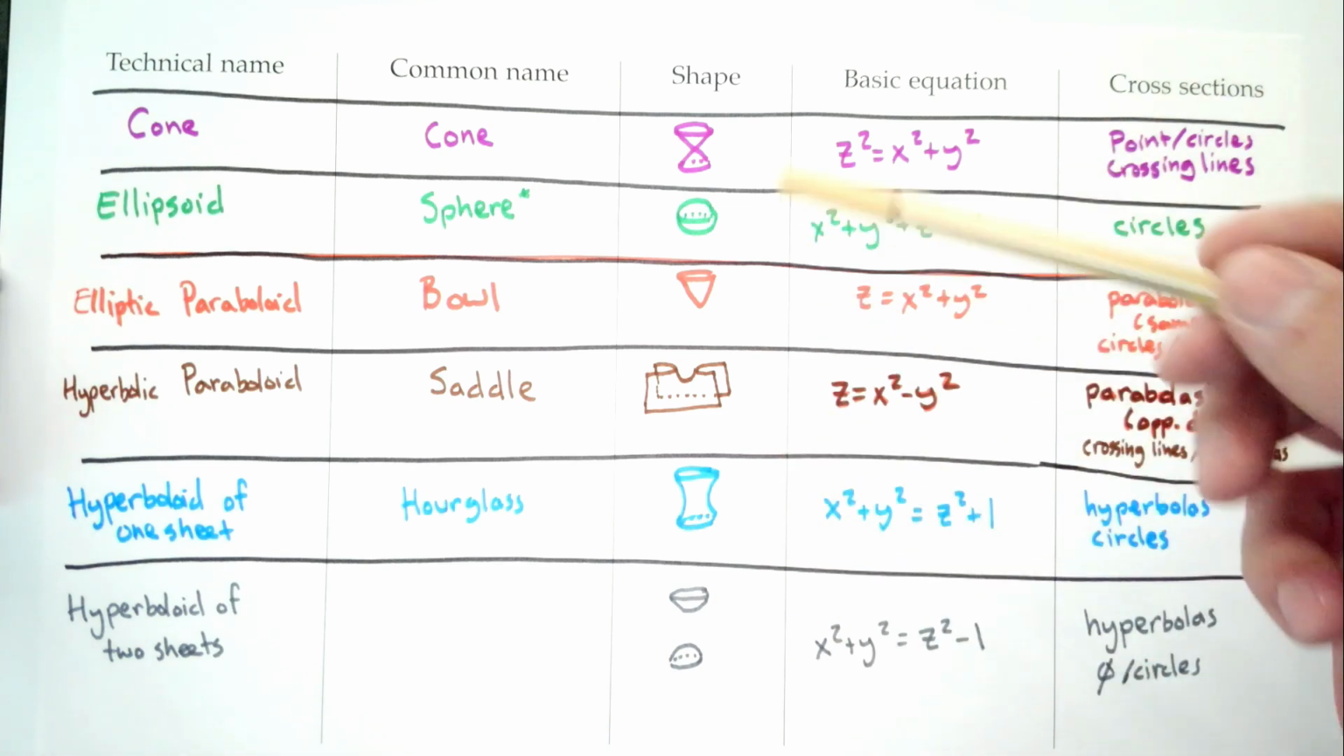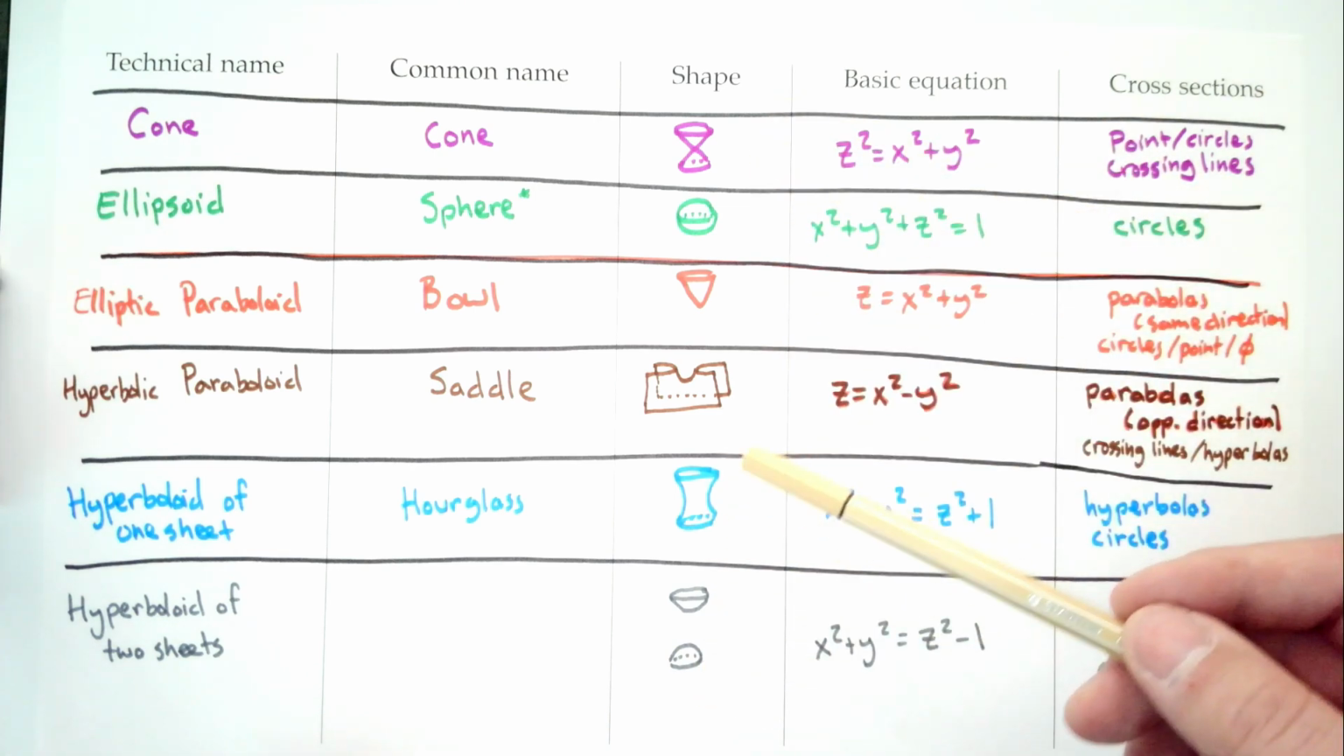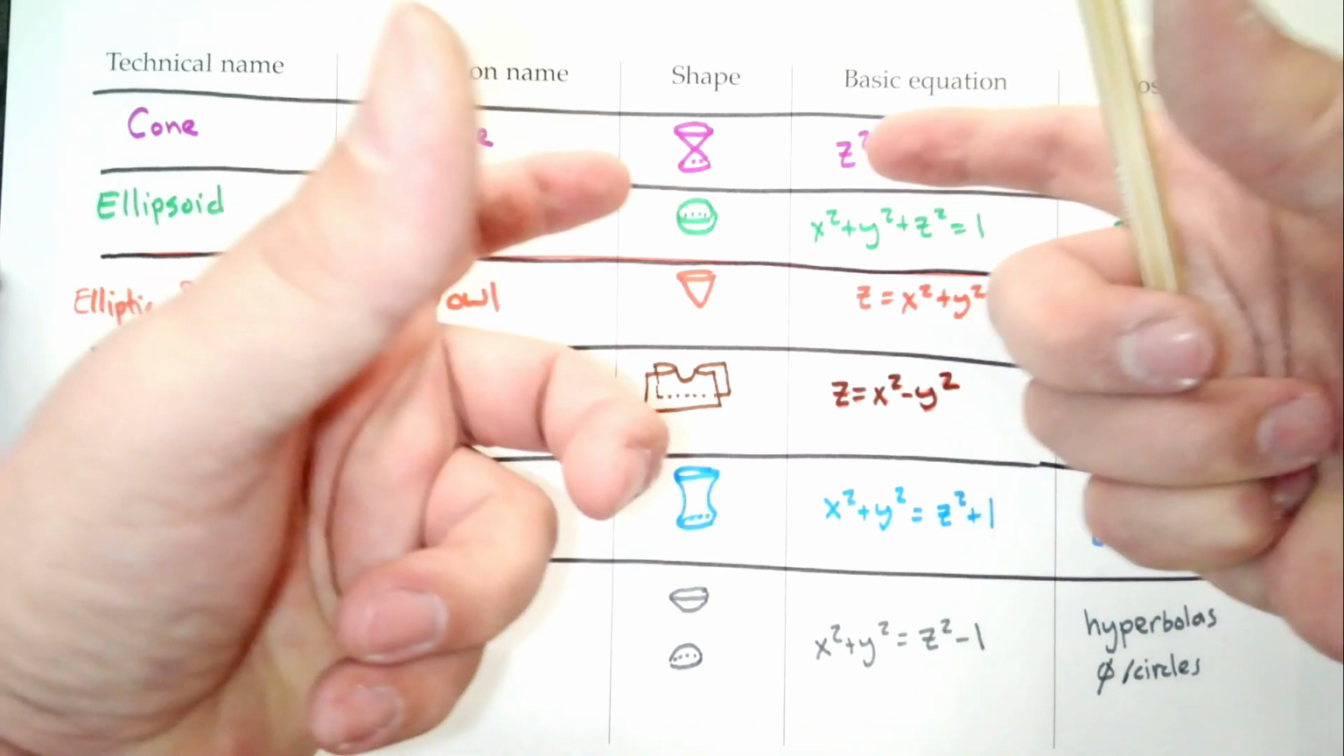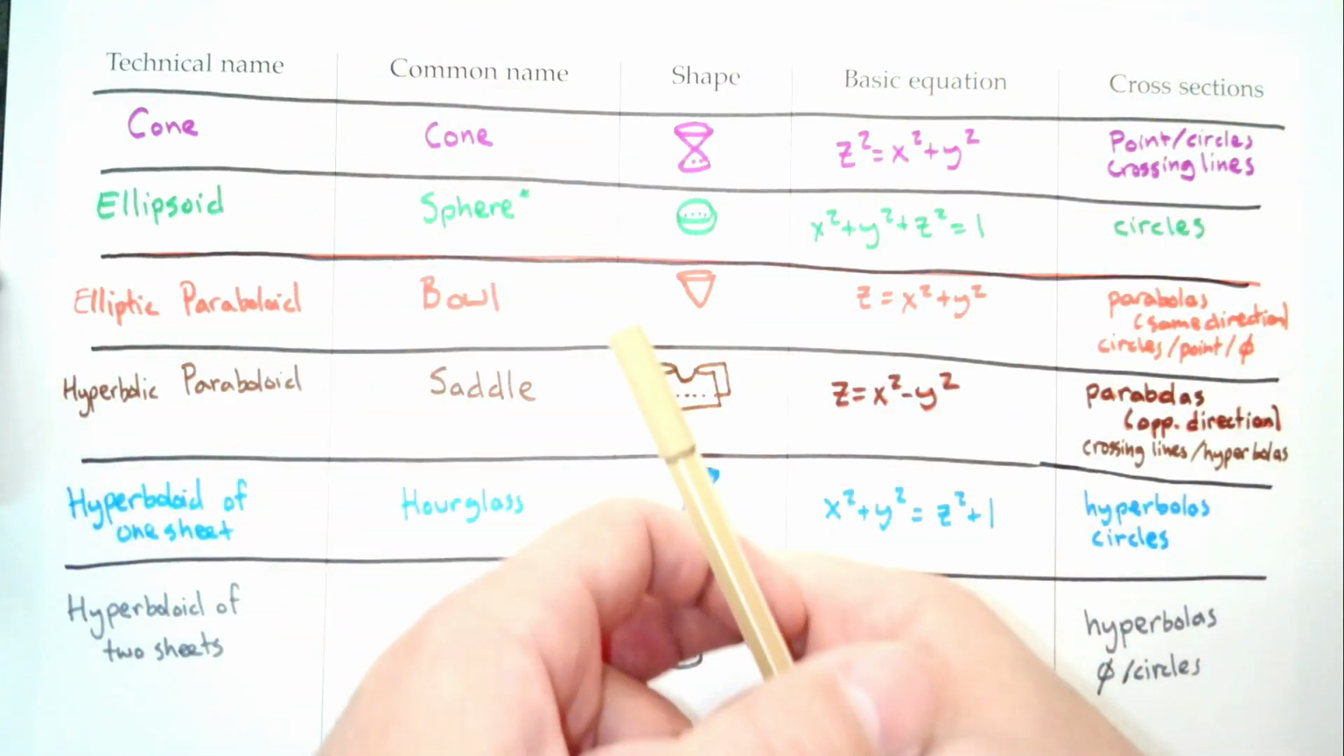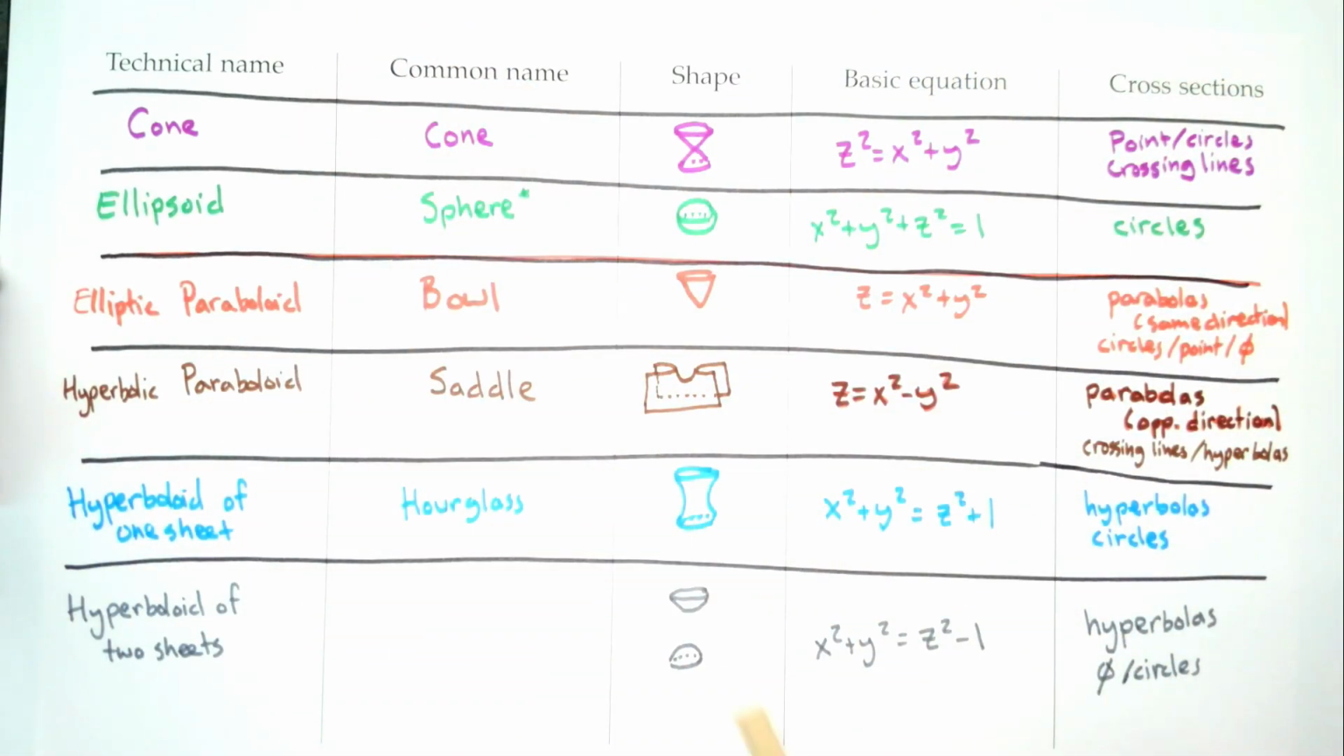Okay, so the shapes aren't too crazy. An hourglass, that sort of has the shape where you have circles that get smaller and then get bigger. The hyperboloid of two sheets, I don't think there's a common name attached to it, and I couldn't figure one out. So yeah, just remember hyperboloid of two sheets.